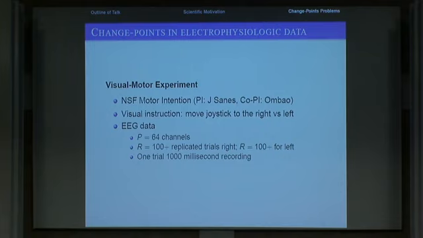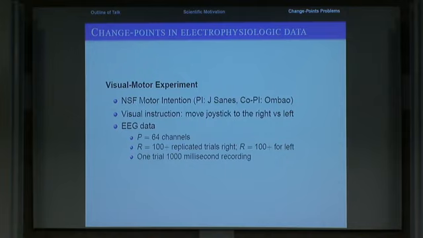What they see is a screen, and on the screen they're given an instruction: move the joystick to the right or to the left. Well, really there are more than just two directions. There are 6 or 8 directions, but I'm just focusing on right and left. And as you can see, this is in a bigger grant, and the goal of the grant is much more grand than what we could really do.